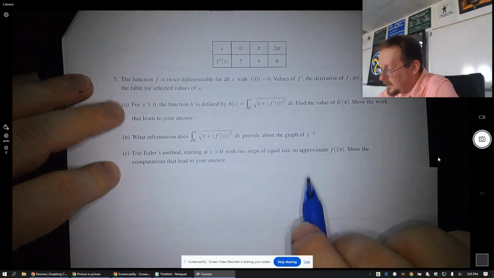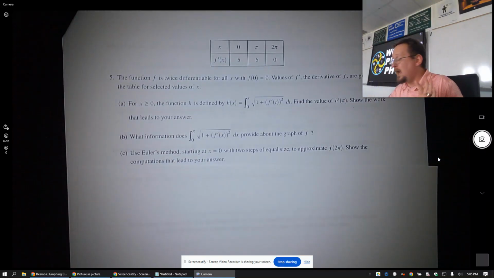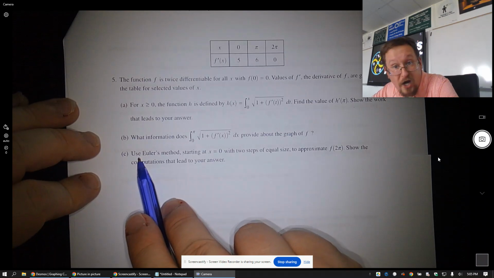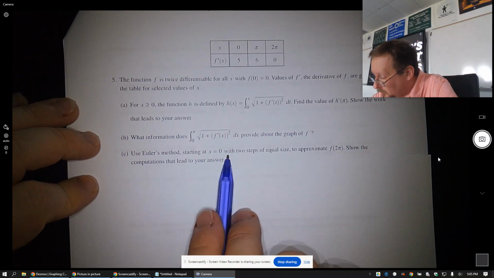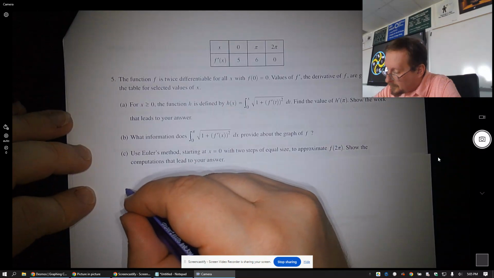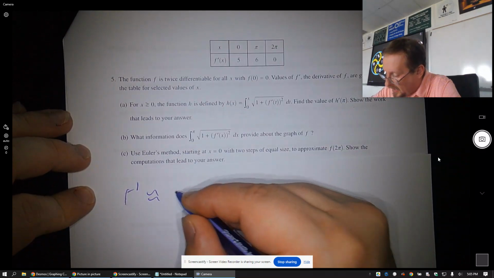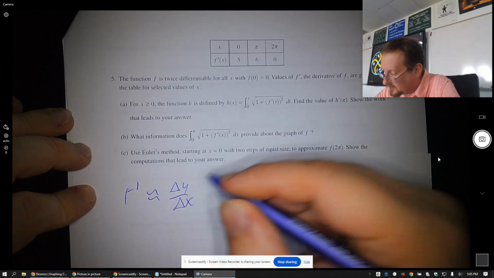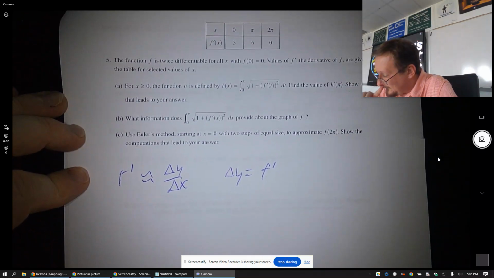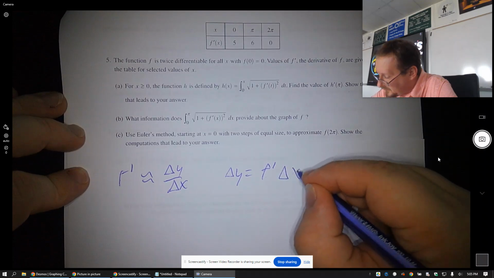Okay, so here's what I'm going to say. Again, I have to write this out every time. I can never remember Euler's method, okay? Euler's method, that's ancient. Math goes out of style. It's not fashion, okay? It works, especially if I have a computer, which I don't. All right, so what I'm going to say is that the derivative is approximately delta y over delta x, which means that delta y is the derivative times delta x.